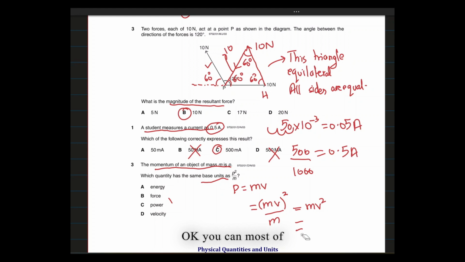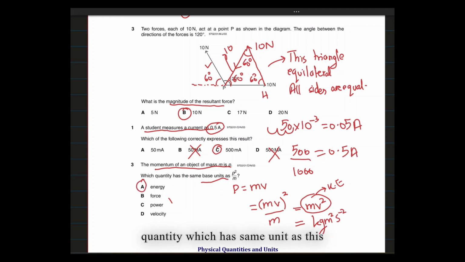Most of the students would get an idea that it is somewhat like the kinetic energy formula. So it would be kg m square s minus 2. So energy is the quantity which has the same unit as this expression.